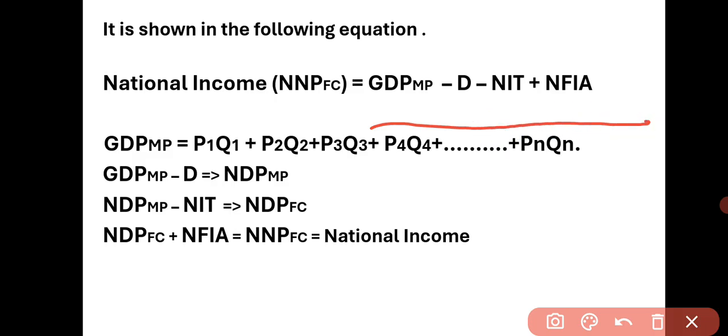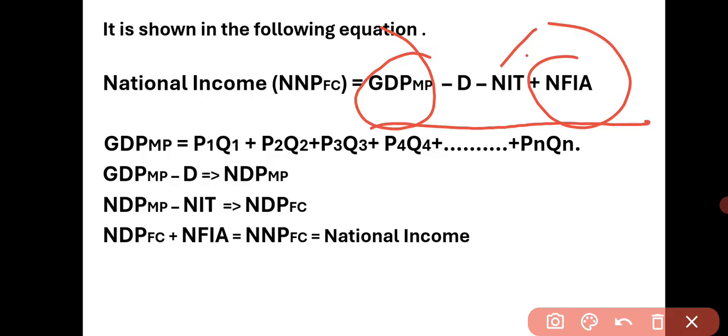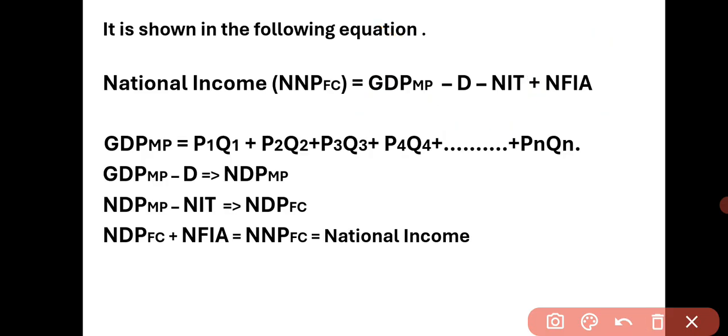Anyhow, if GDPMP is given, at first we can get GDPFC by deducting NIT, or we can convert it into GNPMP by adding NFIA, or we can convert it into GDPFC by deducting NIT. Anyhow, we have to find out the value of NNPFC. So this is the equation: NNPFC is equal to GDPMP minus depreciation minus net indirect tax plus NFIA.